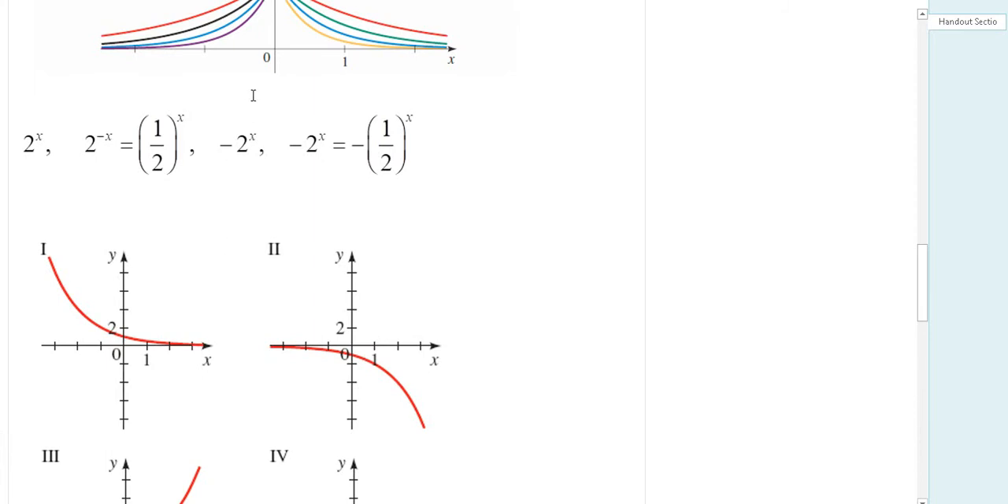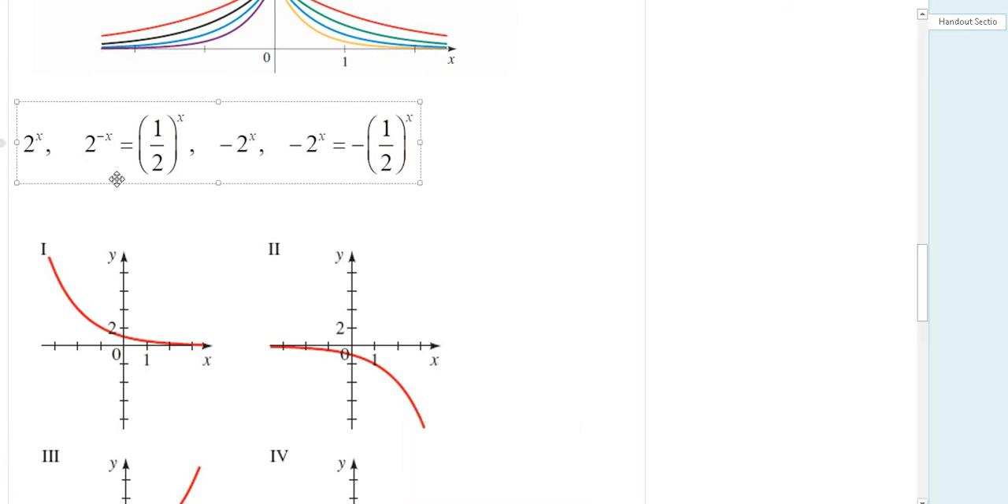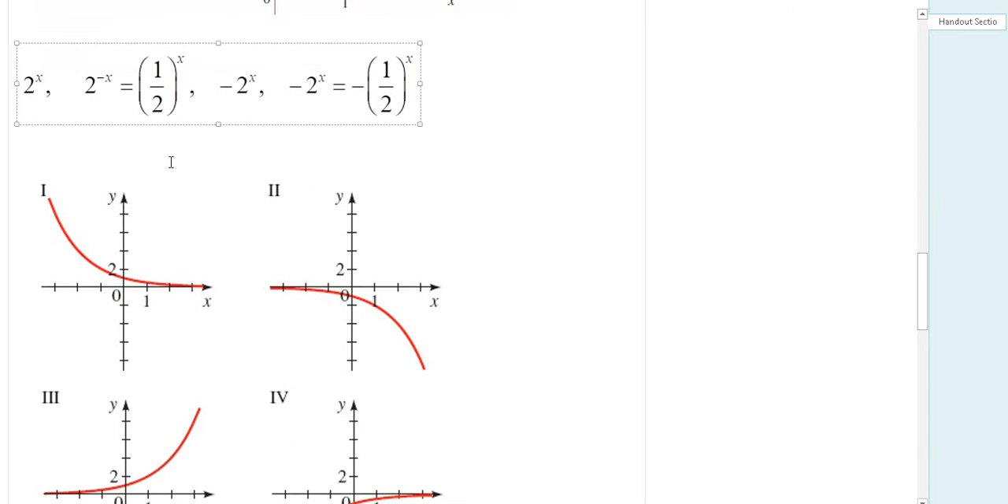This handout is on D2L. At least it should be. If it's not, let me know. So let's take a look here. My goal for you is to be able to describe what some of these graphs are and match up some of these graphs with these here.